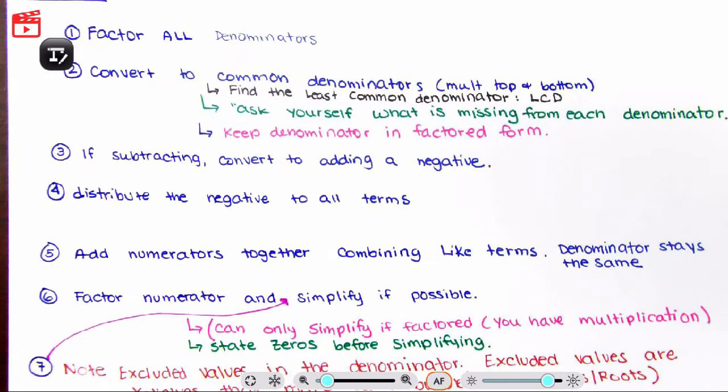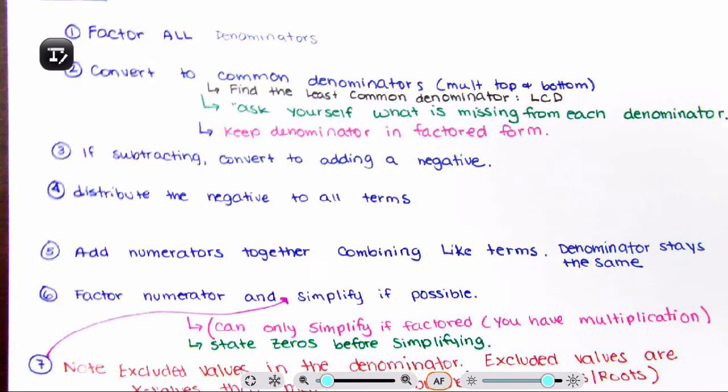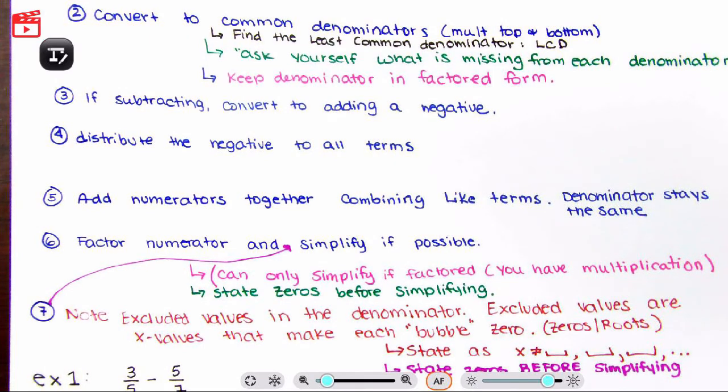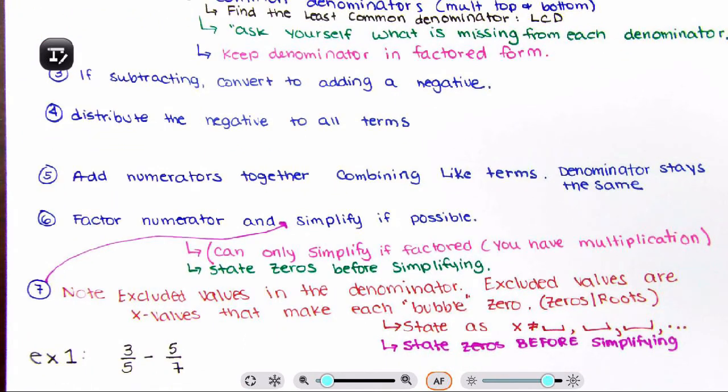Step number 6 is factor and simplify if possible. So here's our little arrow here, and it says note excluded values in the denominator. Excluded values are x values that make each bubble 0. So we are still finding those roots, those zeros, and we're stating things that x cannot be. Because we have factors in the denominator, those factors cannot equal 0. Those bubbles cannot equal 0 because then we would have a 0 in the denominator, and we cannot have zeros in the denominator because then the world explodes.